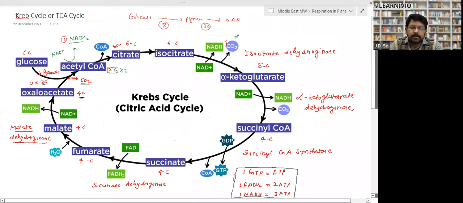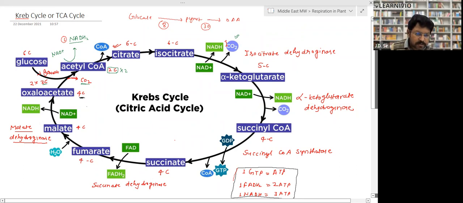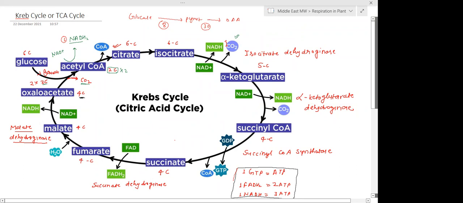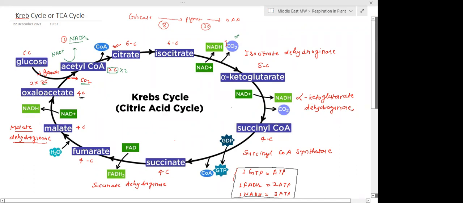Sir, after citrate, in the notes, in the diagram, there are some more compounds, sir. So what are those? Like after citrate, isocitrate, alpha ketoglutarate, all these concepts. Like from citrate, cis-aconitate, some enzymes like that.